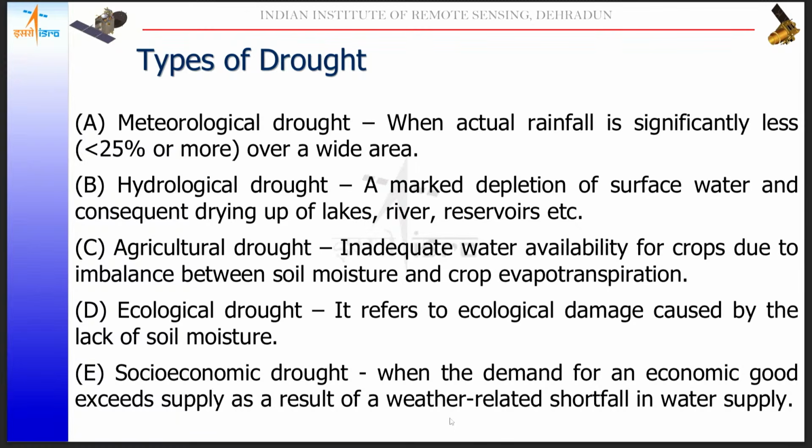It means if the dryness prolongs for a longer period, then there's this situation, when your surface water as well as your groundwater are not recharged, and consequently the drying up of lakes, reservoirs and rivers is clearly visible. In the case of agriculture drought, there is a specific definition which describes inadequate water availability for the crop due to an imbalance of soil moisture and crop nutrition in the farm.